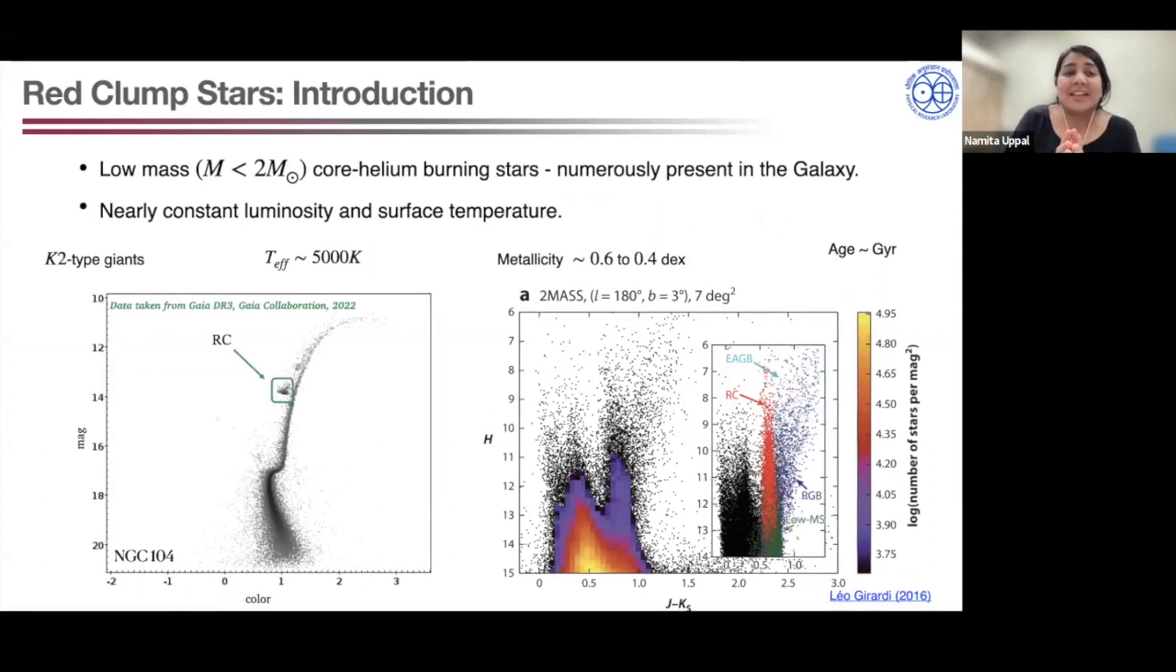These red clump stars are low mass stars, with less than 2 solar masses, and they are core helium burning stars that are numerously present in the galaxy. They have a very unique property: they show nearly constant luminosity and surface temperature during their course of evolution. And these are a giga-year population, so they are intermediate age stars. Because of their constant luminosity and surface temperature, we can see them as a clump in the color magnitude diagram. So it is easy to detect them in the color magnitude diagram, but only if all these red clump stars are present at the same distance.